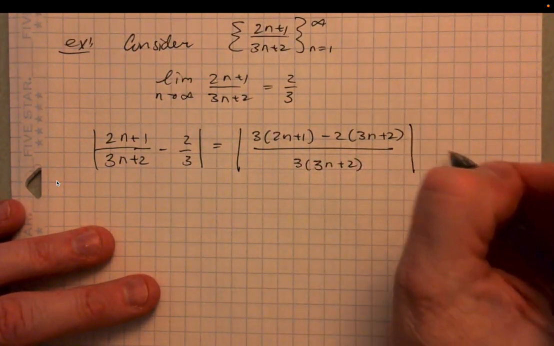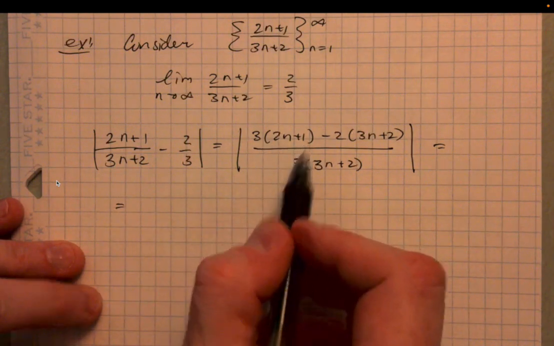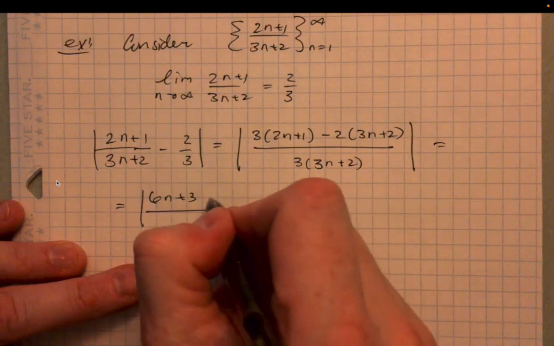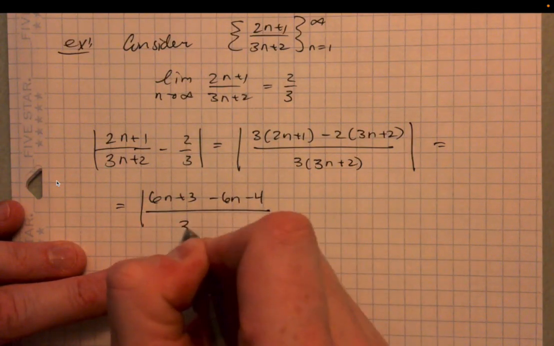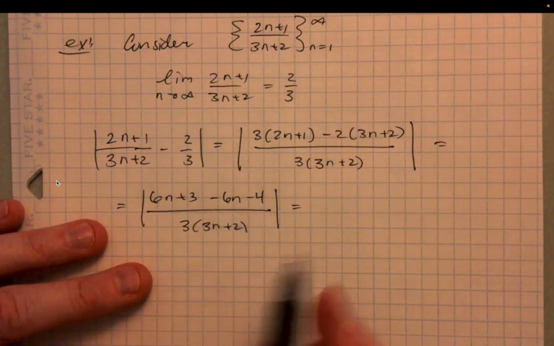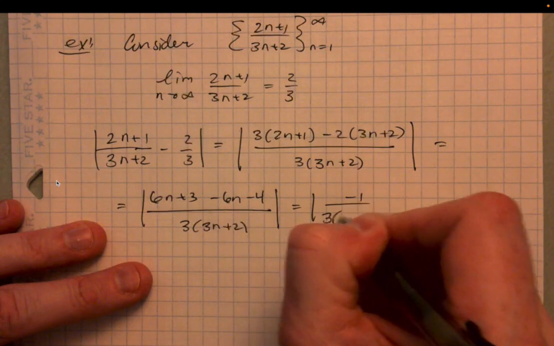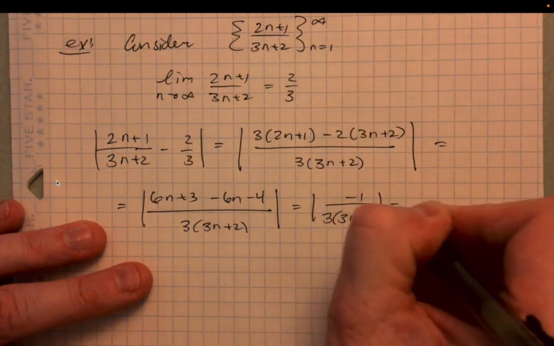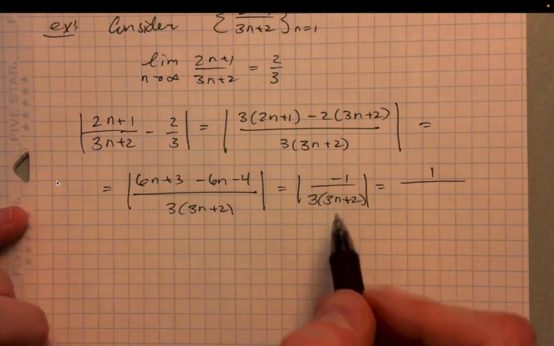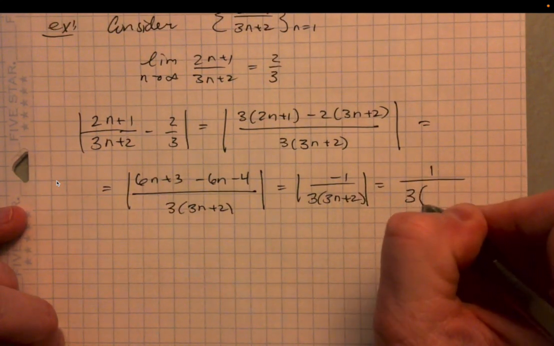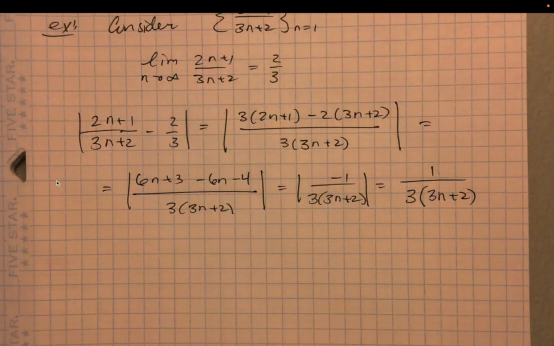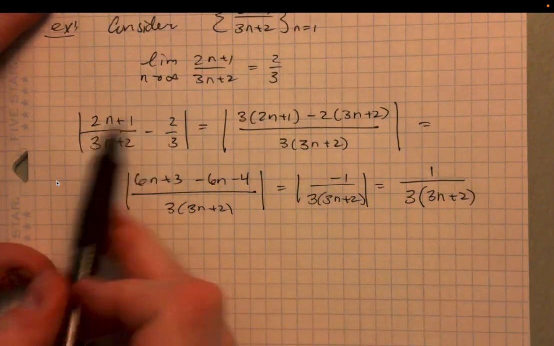Right, and when you do something like this, you get 6n plus 3 minus 6n minus 4. And the top you could see is all just -1. So you can make it just positive, because the denominator is obviously positive, n is a natural number. So 1 over 3 times 3n plus 2, right? That's what this kind of boils down to.